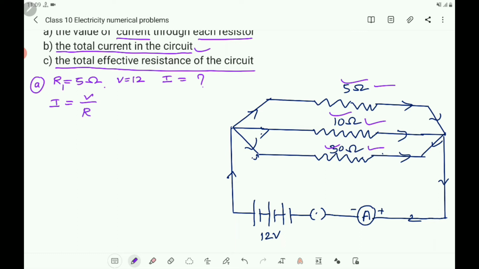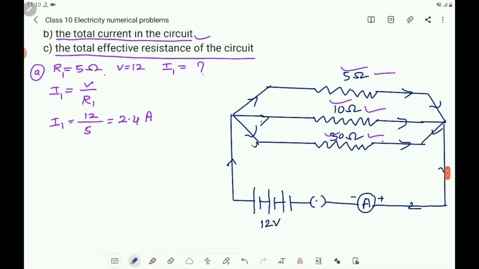This is R1 and you have to find I1, the current through the 5 ohm resistor. So I1 equals V by R1, which is 12 divided by 5. 12 divided by 5 is 2.4 amperes. So 2.4 amperes of current is flowing through the resistor with 5 ohm.